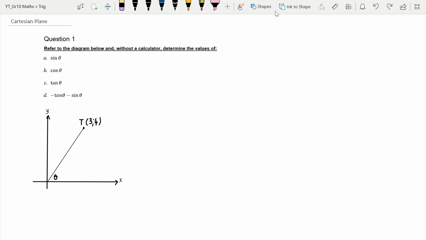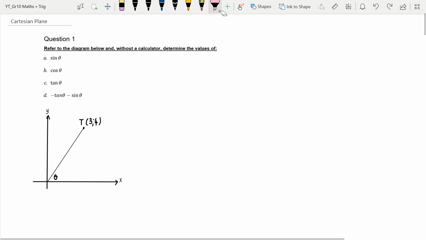Now we are going to do 3 examples of when we are given a triangle, a diagram on the Cartesian plane, and we need to go find certain values, like for example, in this case, sine theta, cos theta. Then in the next video, we are going to do similar questions, but there we're going to have to draw our own diagrams. Okay, let's jump in.